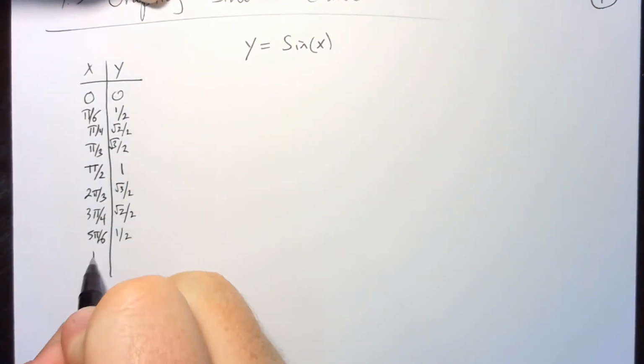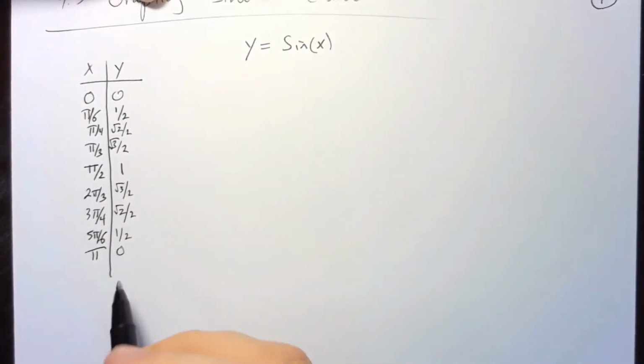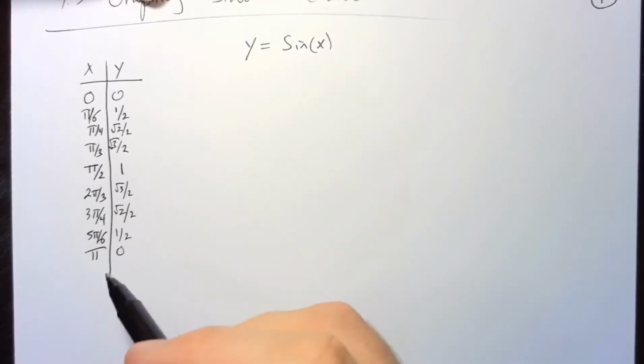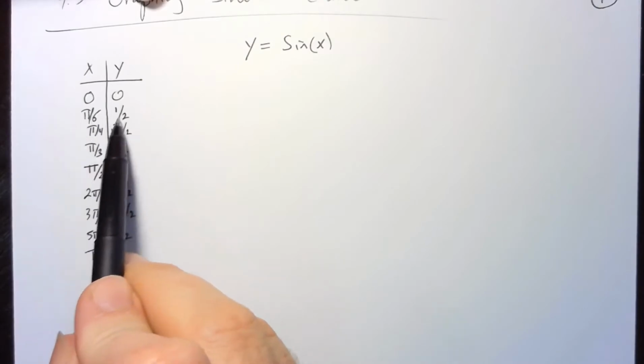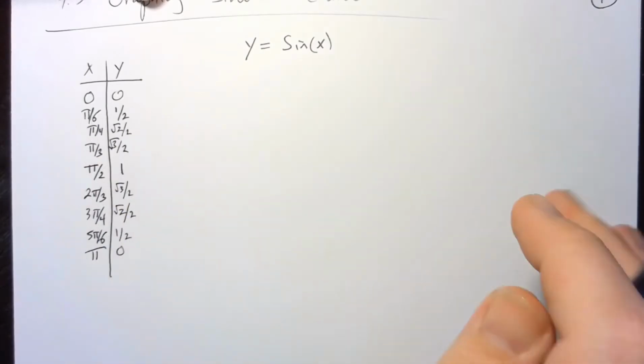Now once we get down to this next value, the next value is pi, and we're back to 0. Then when we start doing all the values below that, I'm not going to write all of those other values out, but just remember, you're looking to the unit circle to identify pi over 6, pi over 4, and so on and so forth, and plugging those values in.